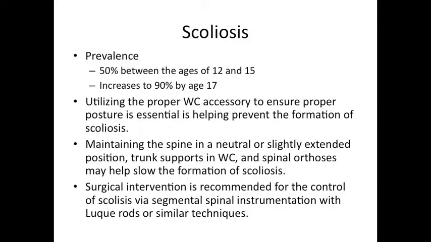Some of these accessories may include solid back and seat, lateral trunk supports, lumbar support, adductor pads, seat belts, chest pads, and footrests that support the ankle in a neutral position. You can also consider reclining back options to help prevent flexion contractures of the hip, and tilt in space reclining to relieve pressure ulcers. Maintaining the spine in a neutral or slightly extended position, trunk supports in the wheelchair, and spinal orthoses may help to slow the formation of scoliosis, but will not prevent it. Surgical intervention is recommended for the control of scoliosis via segmental spinal instrumentation with Luque rods or similar techniques.